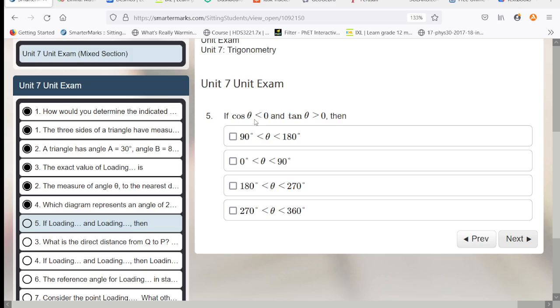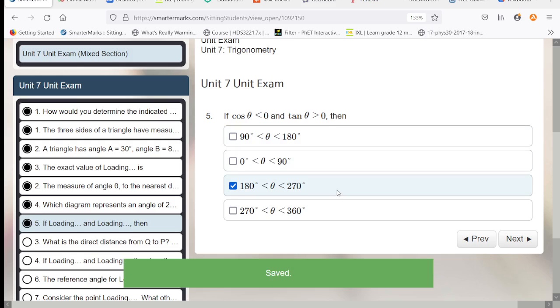So if cosine is negative and tan is positive, well, if cosine is negative, we're in quadrant 2 or 3. If tan is positive, we're in 1 or 3. Therefore, we must be in quadrant 3. That's option C.